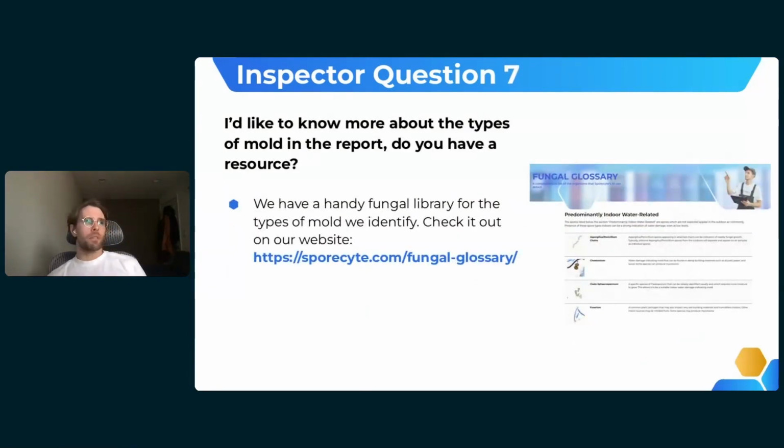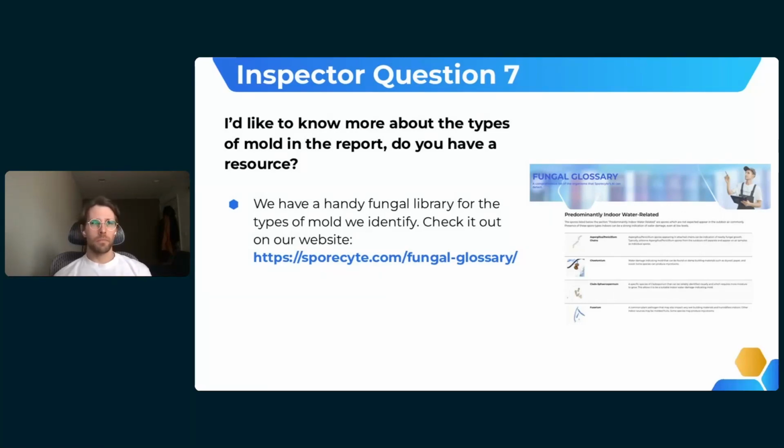We get questions about the types of mold that are on a report quite a lot, and there's a lot of mold types that we report on, over 30. So you want to know more about the type that is found in the report. Do you have a resource for this? So there's a number of places you could search the web to find a lot of different fungal libraries or glossaries or information. So we've prepared our own.